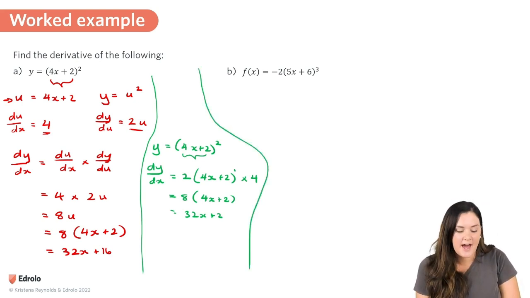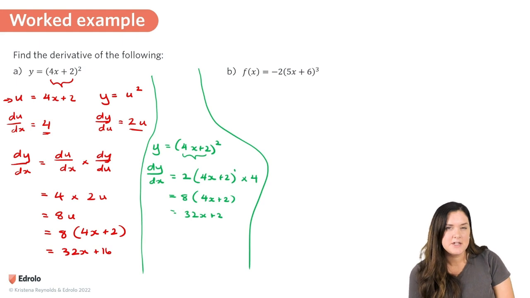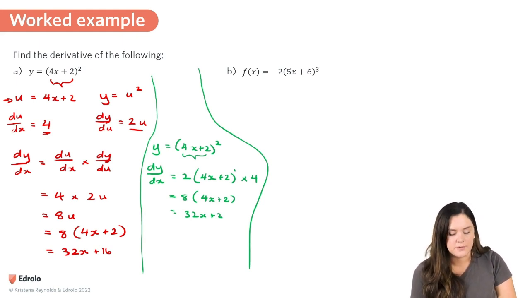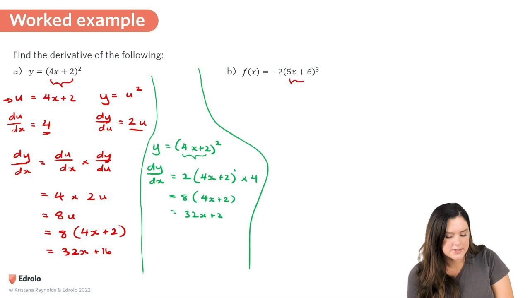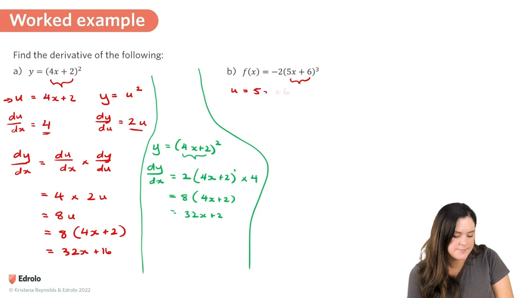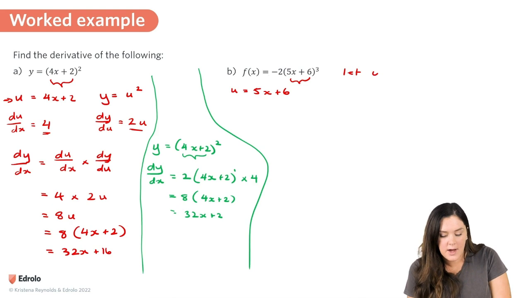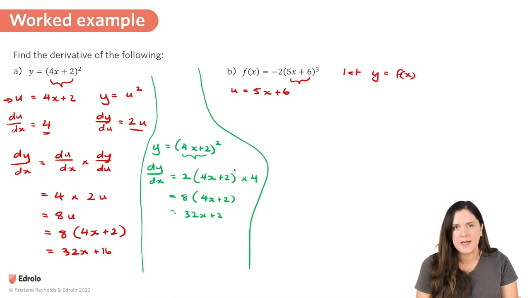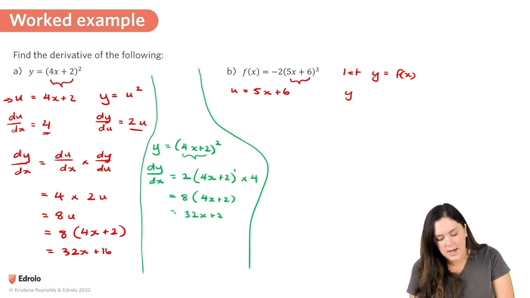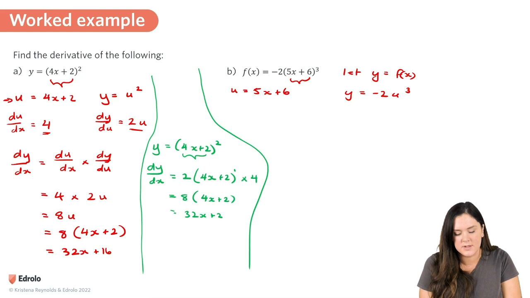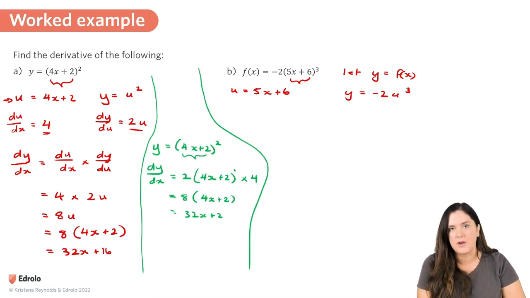For the next example, we have f of x equals negative 2 times, in brackets, 5x plus 6, and then to the power of 3. So again, identifying what u is and then rewriting your rule. So u is going to be what's in the brackets here. So we let u equal 5x plus 6. And what I'm going to do as well, instead of writing f of x, I'm just going to say let y equal f of x. So then I can use that notation instead. So then y is going to be negative 2u^3. So again, just replacing what's in the bracket there with u and then rewriting my rule.